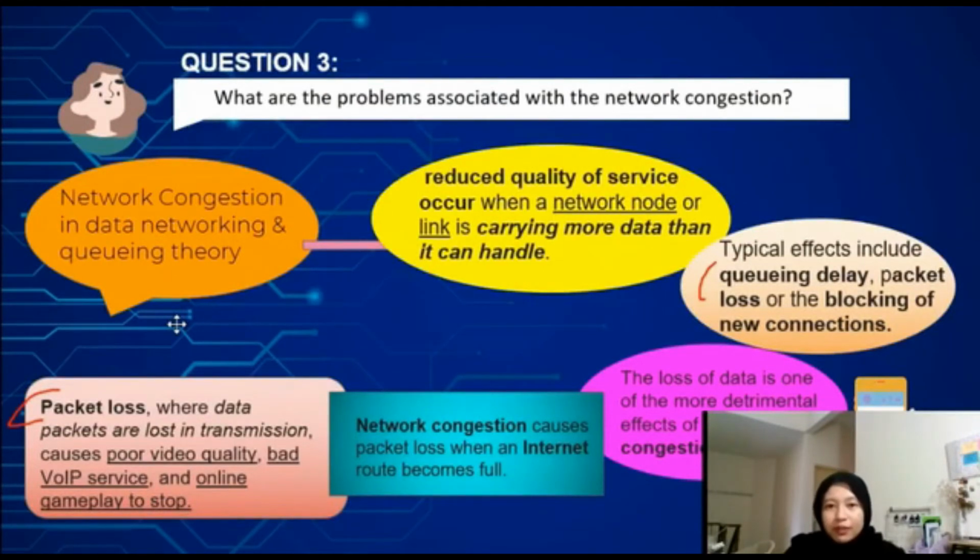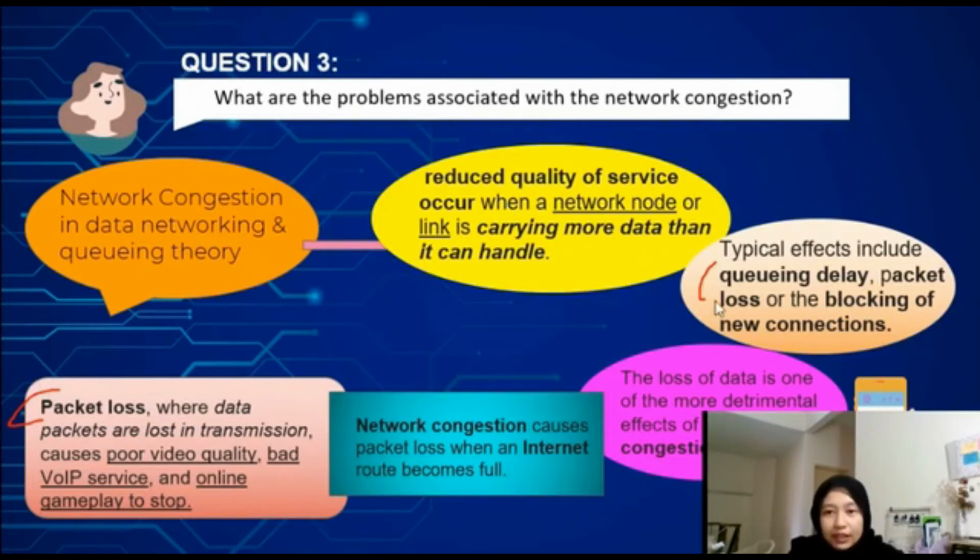Question 3. What are the problems associated with network congestion? Network congestion in data networking and queuing theory is the reduced quality of service that occurs when a network node or link is carrying more data than it can handle.